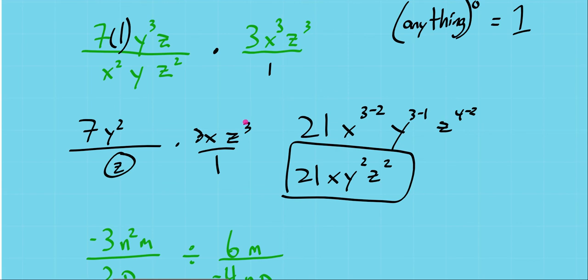If I cancel 1 of these with 1 of those, that becomes z squared. Just to be clear, this was z cubed. 3 minus 1 is 2. I think I misspoke there.